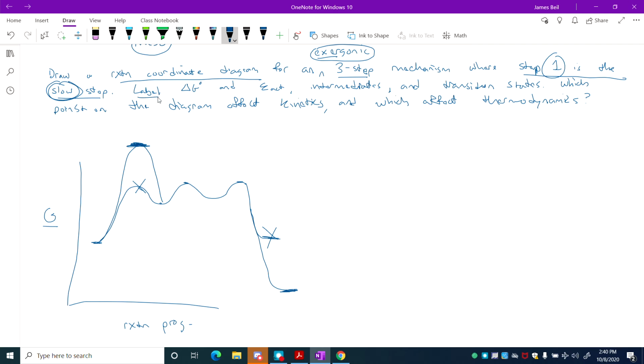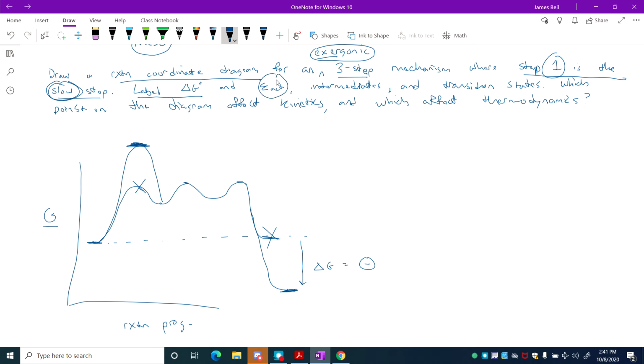If it then asks me to label delta G, I can say delta G is the quantity of energy comparing the starting with the final energy. Delta G has nothing to do with what's happening in between. It's just the initial versus the final. The change in free energy, in this case, would be negative due to the decrease in free energy as the reaction progresses.